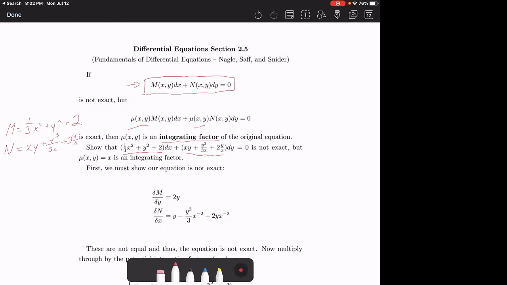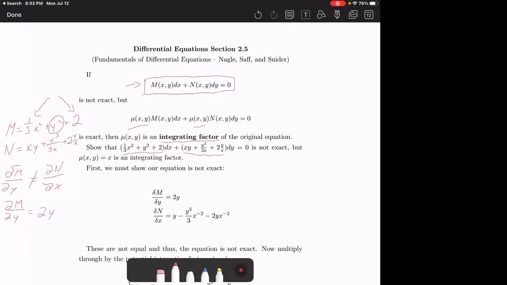We want to first show that the equation is not exact. In determining if something is exact, we're looking for delta M delta y is equal to delta N delta x. If we want it to not be exact, we're hoping that these will be not equal. Let's start with delta M delta y. What is the partial derivative of M with respect to y? Since we're only taking the derivative with respect to y, the terms that don't have y's in them act like constants, so they just fall off. All that's left is y squared, and the derivative of y squared with respect to y is 2y.